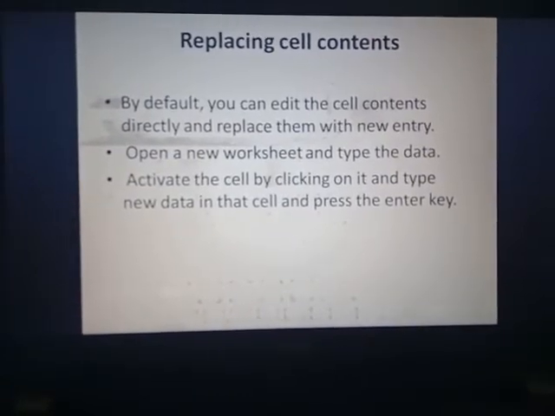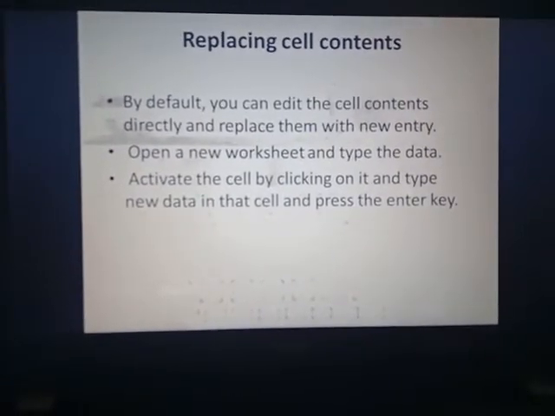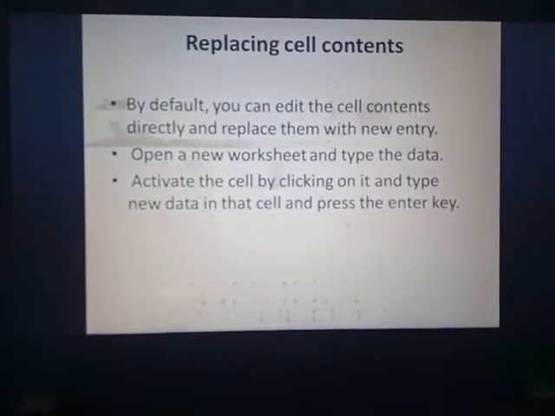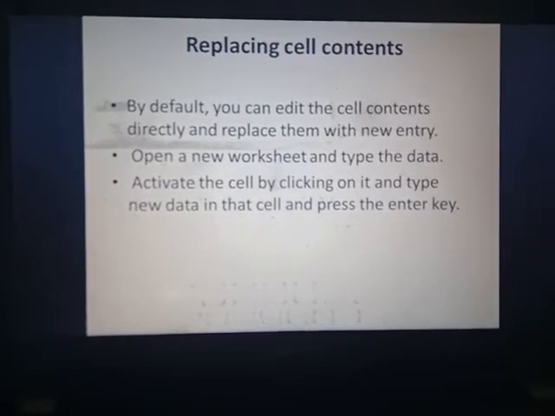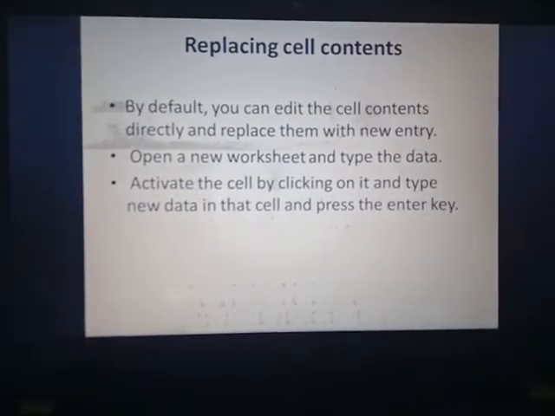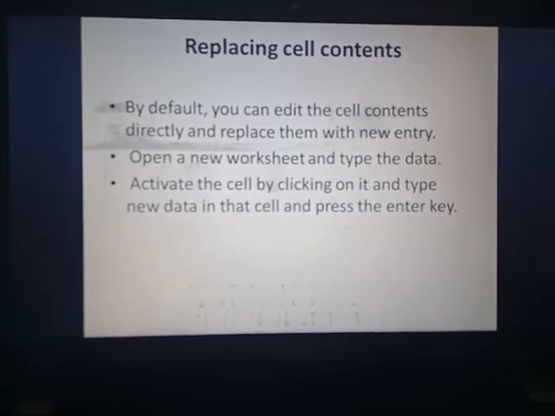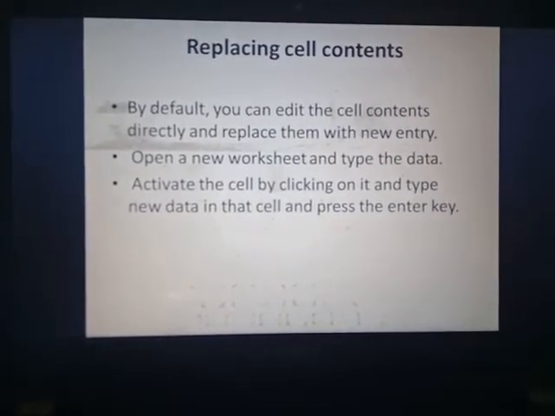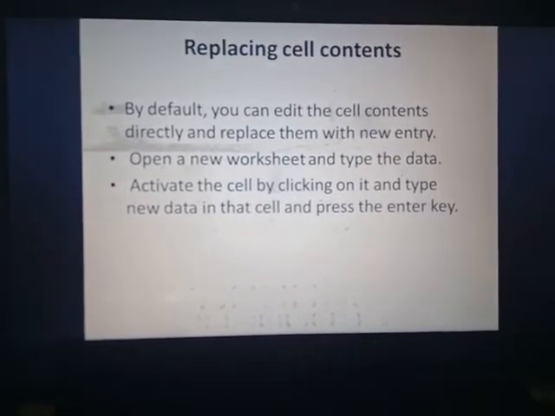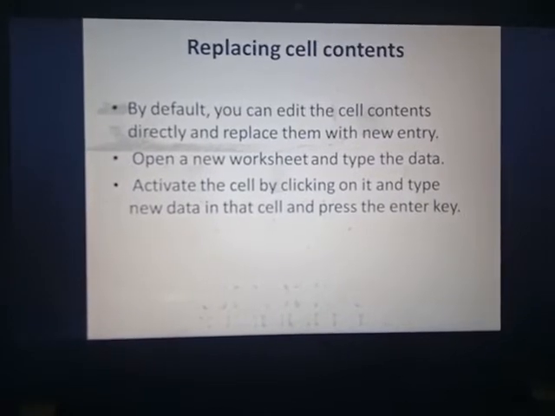Replacing cell contents. By default, you can edit the cell contents directly and replace them with a new entry. Open a new worksheet and type the data. Activate the cell by clicking on it, type the new data in that cell and press the enter key. See, by default we can edit the cell content directly. How can we directly change or replace the data?